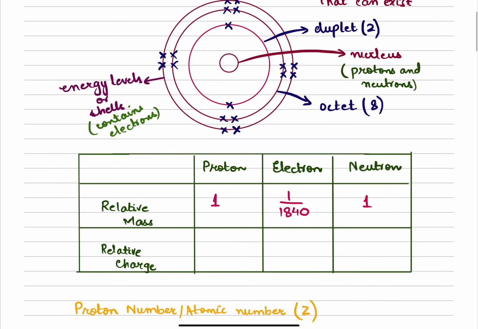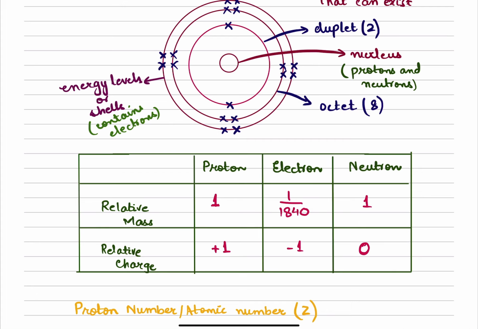The relative charge of a proton is positive 1 because protons are positive. The relative charge of electrons is negative 1 and neutrons do not have a charge, so they have a charge of 0. Keep in mind that if they ask you the charge of a neutron, you will not write 'no charge'. You have to write 0.